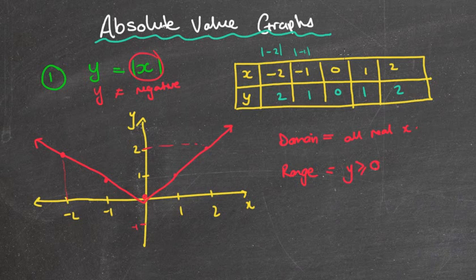I always advise to draw a table of values if you're unsure what it's going to look like. If it's just the absolute value of x, that's fine, you'd probably be able to do that. If it's x plus 1, this whole graph will just shift up 1 unit, just like any other graph. If it's -1, again, same thing happens.